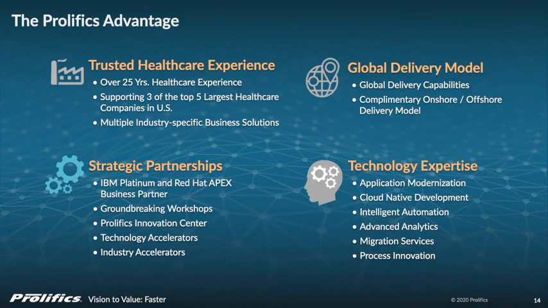Prolifics is both an IBM Platinum as well as a Red Hat Apex business partner, allowing us to base many of our solutions on some of the most innovative and forward-looking technology in the industry. Prolifics can deliver a global delivery model for those looking to maximize cost savings, as well as a US-based delivery model for those clients whose businesses require it.